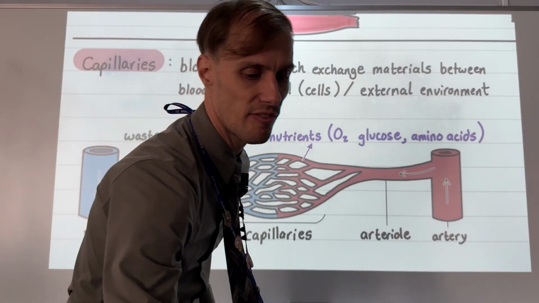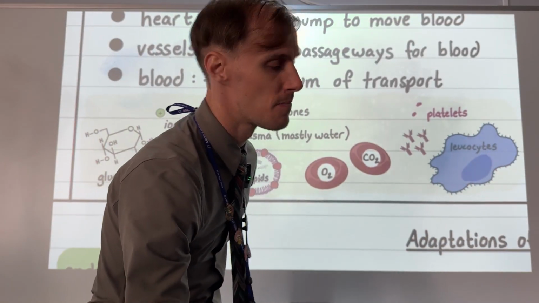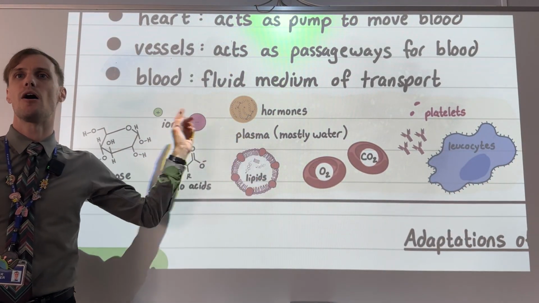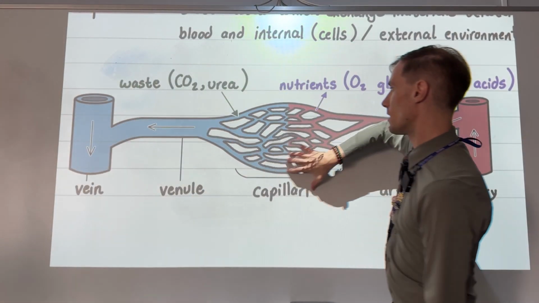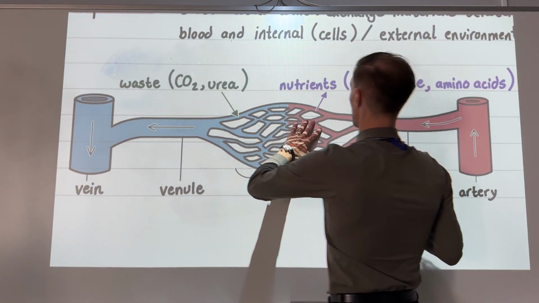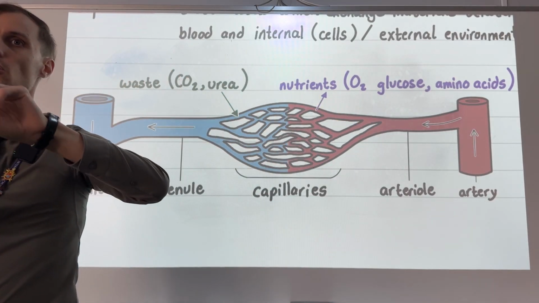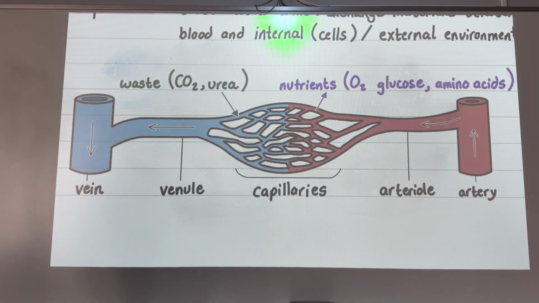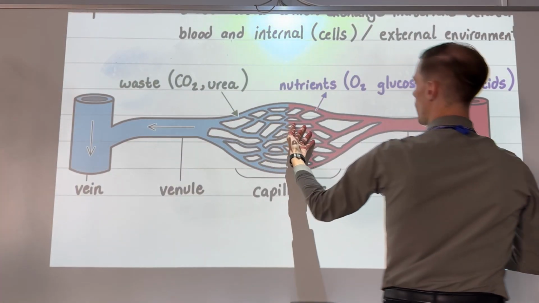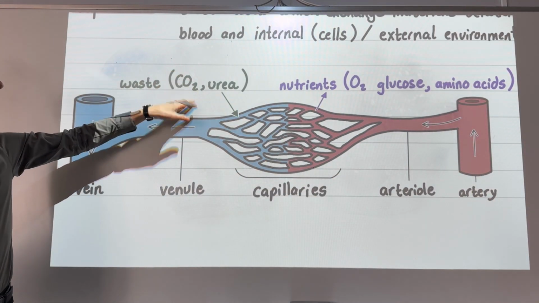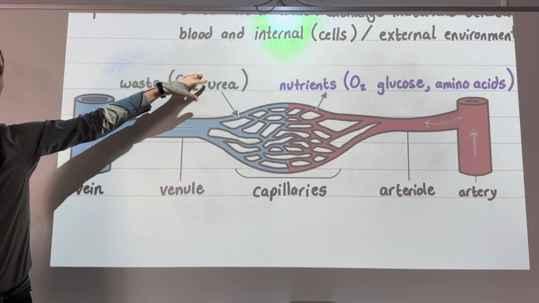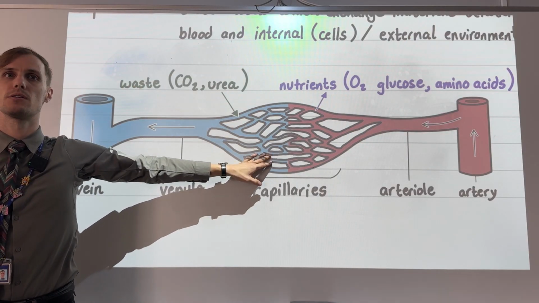All that stuff that we just said here, how is this going in and out of cells? All of that transport is happening here, where the nutrients like oxygen, glucose, amino acids, whatever, are coming out here. And then all the waste products from your cells, things like carbon dioxide and urea, are entering your capillaries.